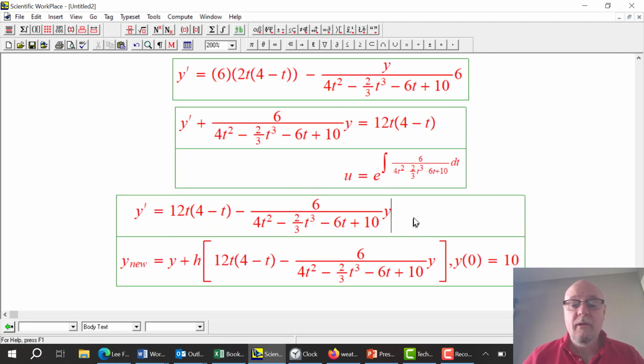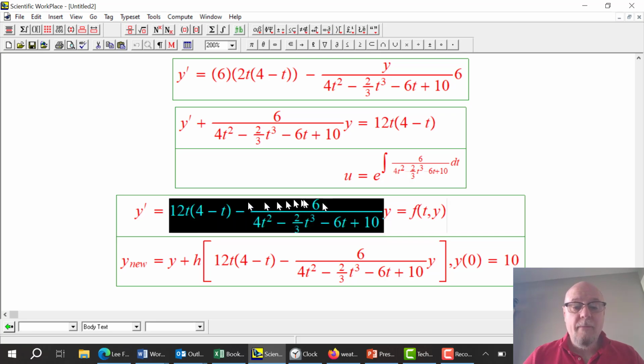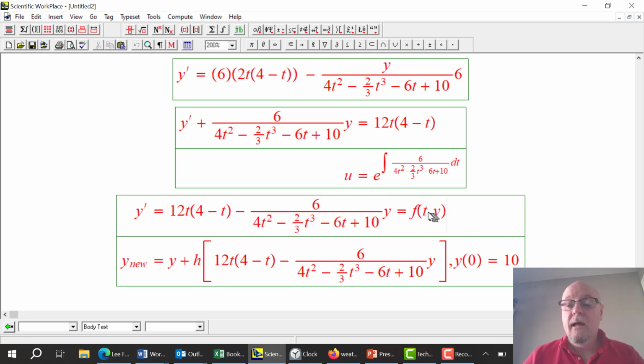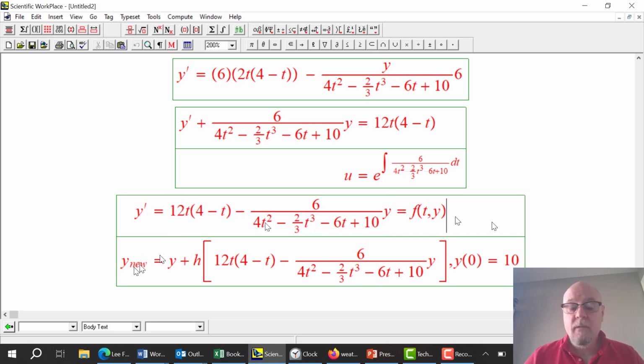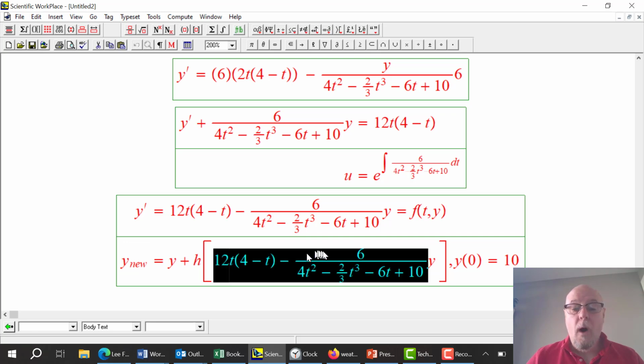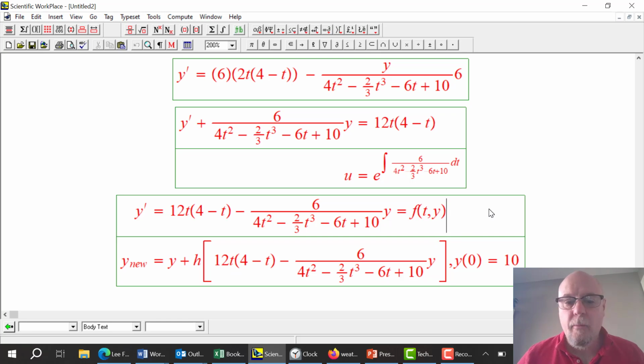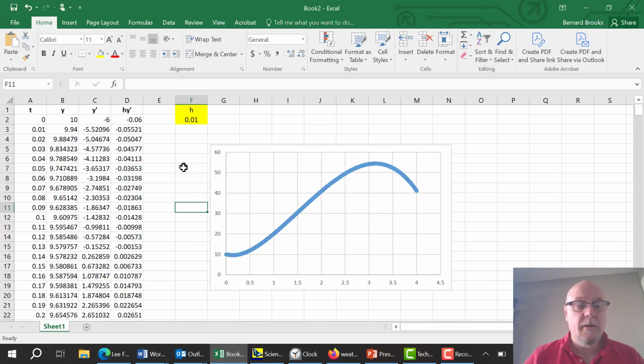So I have y prime is equal to some function of t and y. So I've got y prime, that's a slope formula. Plug in a t and a y, and I get the slope. I'm going to do Euler's method on this. So the new y is equal to old y plus h times y prime, h times the slope. Euler's method. So let's pull out a spreadsheet here.